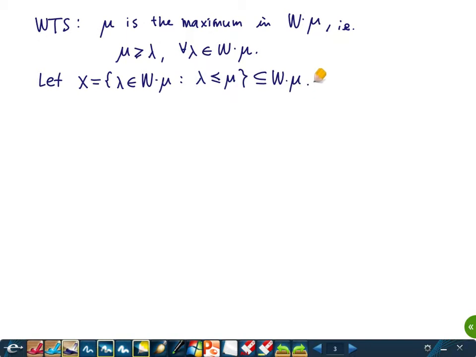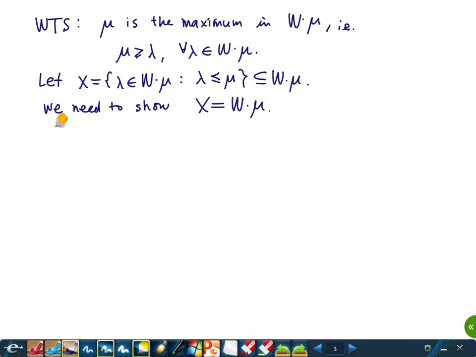So if you want to show that mu is the maximum, what do we need to show? We need to show that X is in fact the whole set. If X is the whole set, that means mu is the maximum. Okay? So we need to show that X is indeed the whole set. Okay? How can we do that?